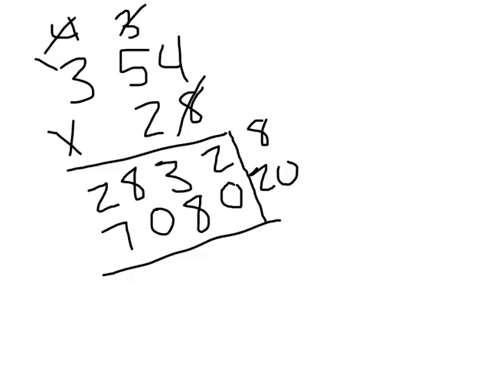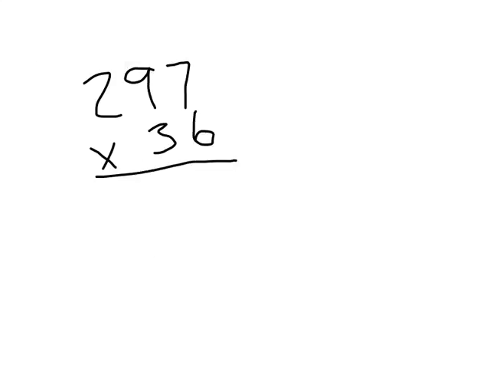My final step is to add my partial products. 2, 11, 9, and 9. My answer is 9,912. Now you try one. What's 297 times 36?